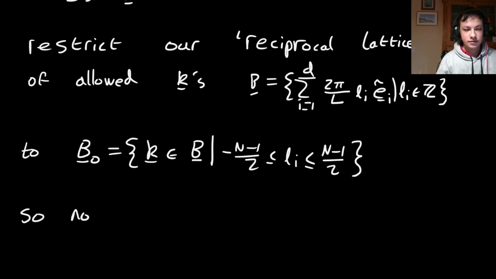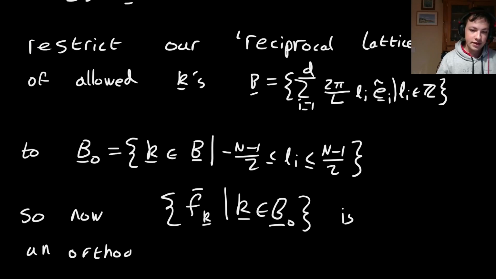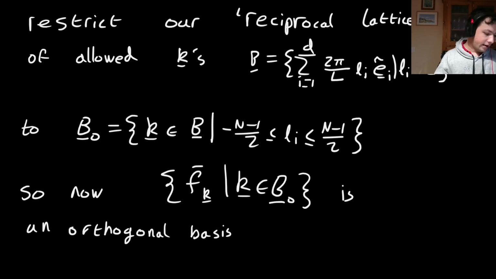So now f bar k, where k is in B naught, is an orthogonal basis. It's still not an orthonormal basis. We haven't normalized the product, but it's orthogonal. And that will do for now. Okay.